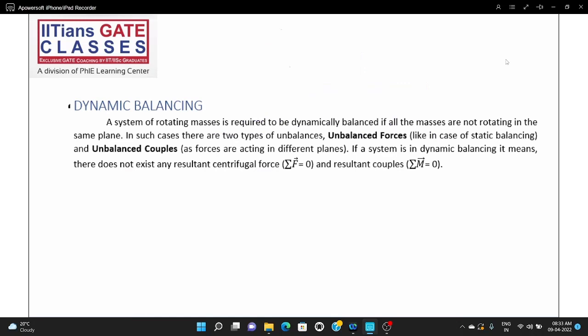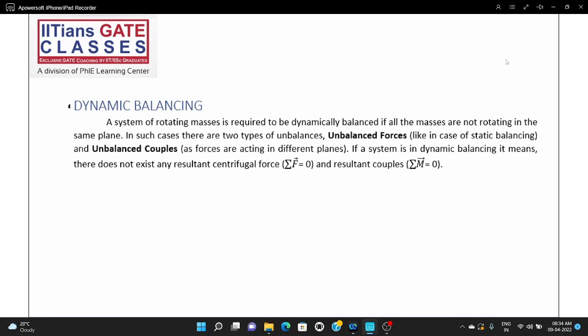Okay, so now let us go on to dynamic balancing. What we have seen was static balancing. Dynamic balancing is a step ahead of static balancing. In static balancing, we have done only summation of force equal to 0. In dynamic balancing, that has to be ensured first, and after that you have to see that the summation of moment should also be 0.